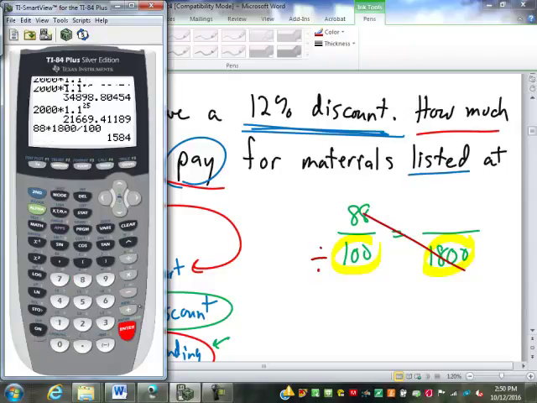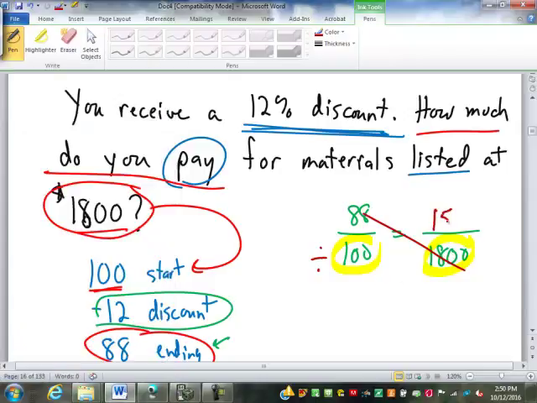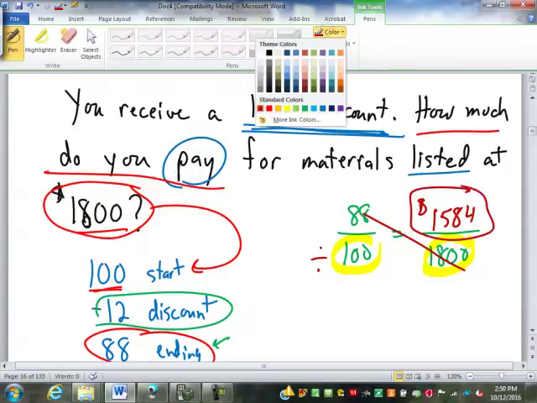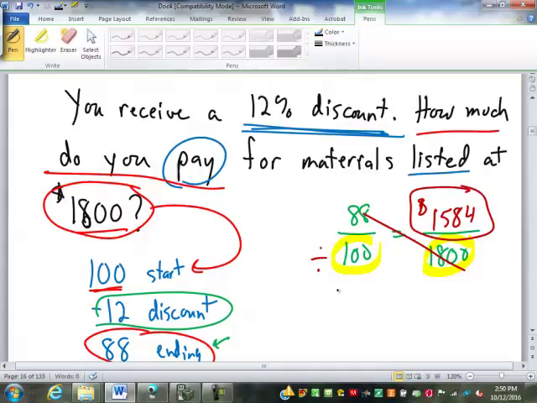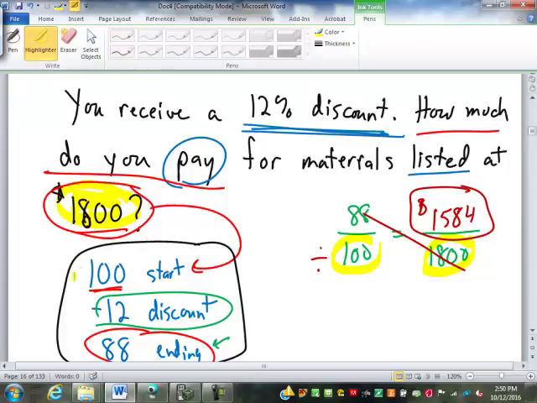Perfect, thank you. 1584 is exactly right. So that's how much you would pay after discount. This is the simple version. Now it is a decrease, so we had to subtract a percent from 100. But it's the simple version where we are given the dollar amount, or the amount that goes with 100%, that starting amount. The difficulty is when we're not given that amount.